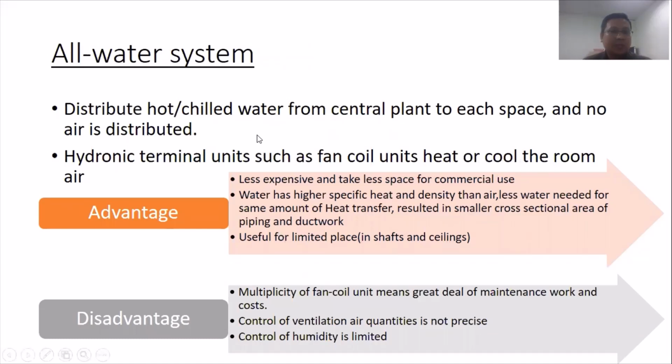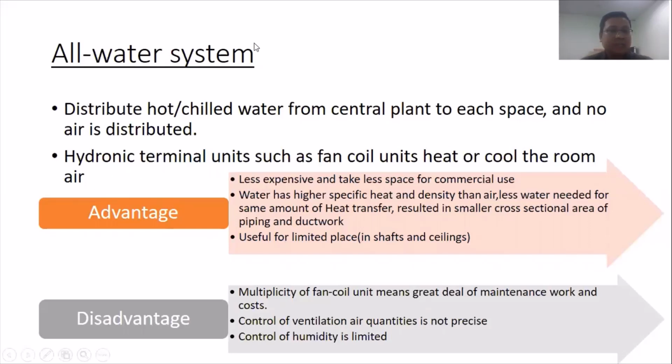So in the multiple air conditioning system, we do not only control the air system, we also control the water system inside. It distributes hot and chilled water from the central plant to each space, and no air is distributed. Hydraulic terminal units such as fan coil units heat or cool the room air.